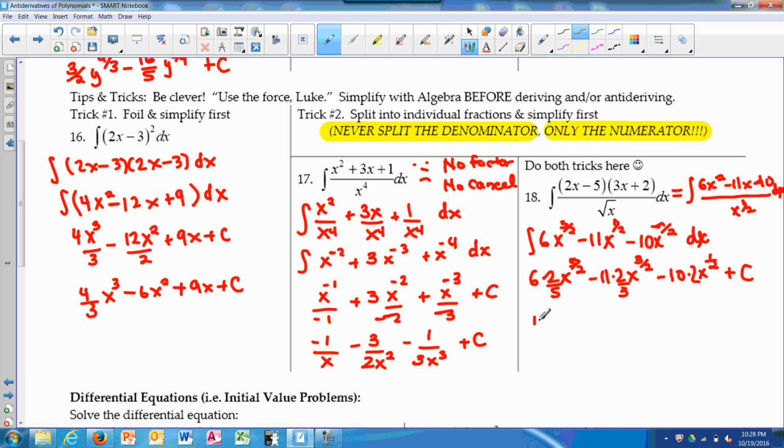So then I end up with 12 over 5 x to the 5/2 minus 22 over 5 x to the 3/2 and minus 20 x to the 1/2 plus c.